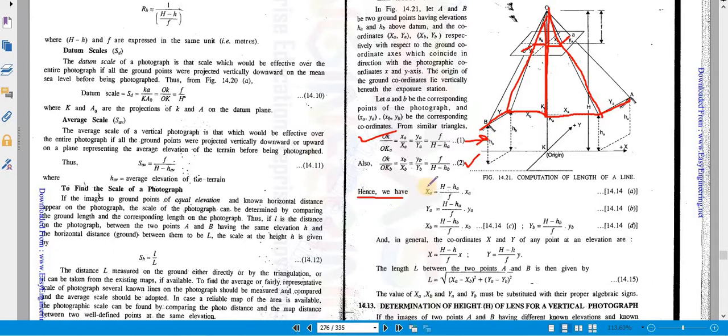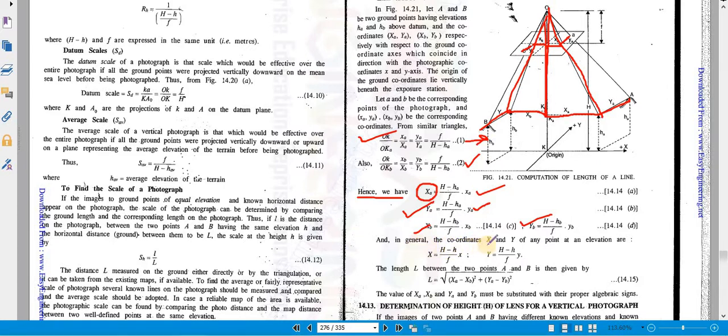Hence, if you want to calculate the actual ground position on the earth surface, x equals to what, capital H minus small h. Since you are taking this term on the upper side, it will be on the numerator side, so capital H minus small h a divided by f into xa. Now similarly your y can be given by capital H minus small h a divided by f into y, and similarly your xb and your yb. Okay, in this way you can calculate the coordinates, and with the help of coordinates we can find out the elevation as well as the length.